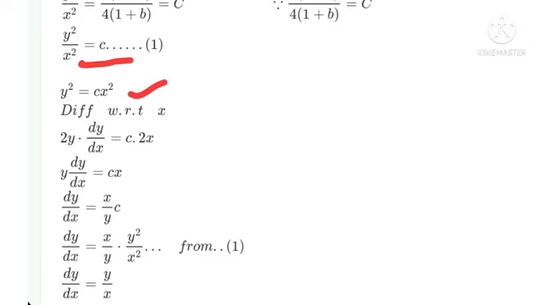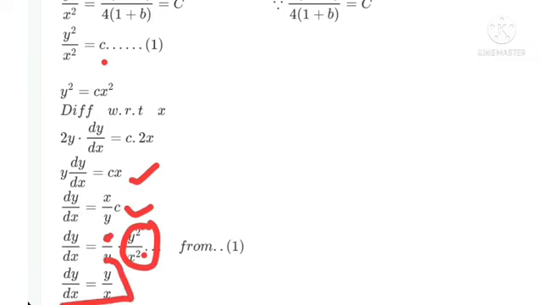Differentiate with respect to x. The derivative of y square is 2y into dy by dx. c is the constant term. The derivative of x square is 2x. The 2s get cancelled. So we get y dy by dx is equal to cx. So we get dy by dx is equal to x upon y into c. Now put the value of c. c is, from the first equation, y square upon x square. So one x gets cancelled and one y gets cancelled. So the final answer is dy by dx is equal to y upon x.